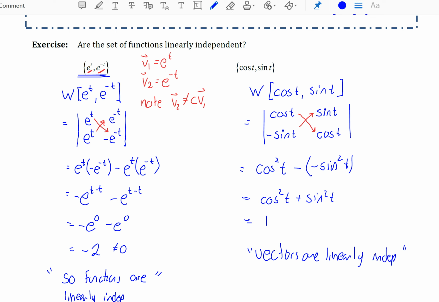But again, we should have already known that sine of t is not a constant multiple of cosine. Remember when we did this before, if I gave you the vectors 1, 2 and 2, 4, then we could say vector 2 is 2 times vector 1. That's how we said these are not linearly independent. But ours are not constant multiples. They're not linearly dependent. They are linearly independent.